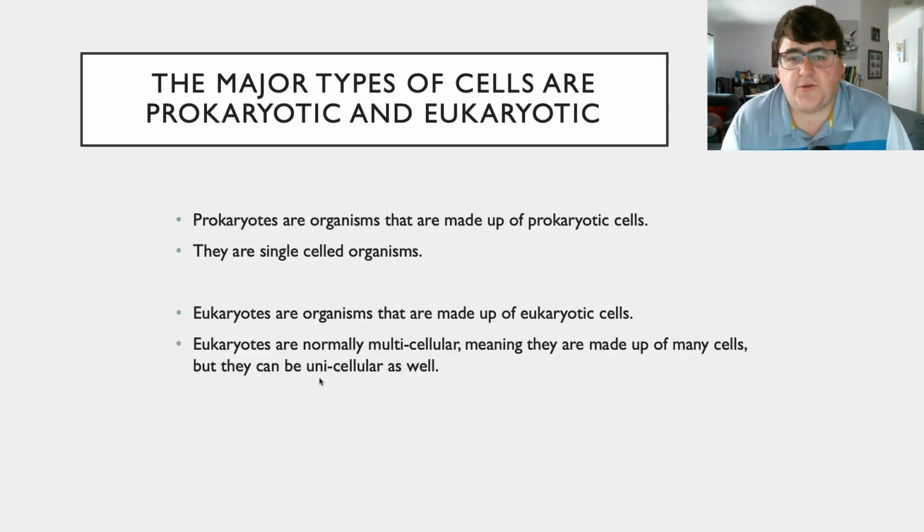Let's talk about some actual cells though. Let's talk about the two major types of cells. The two major types of cells are prokaryotic cells and eukaryotic cells. Consequently, we also have two main types of organisms: prokaryotes and eukaryotes. Prokaryotes are just organisms that are made up of prokaryotic cells. They're generally always going to be single-celled organisms, whereas eukaryotes are made up of eukaryotic cells. Eukaryotes can be single-celled, but they can also be multicellular as well.